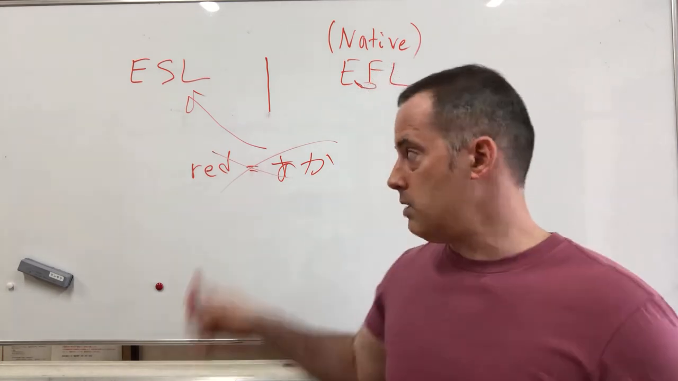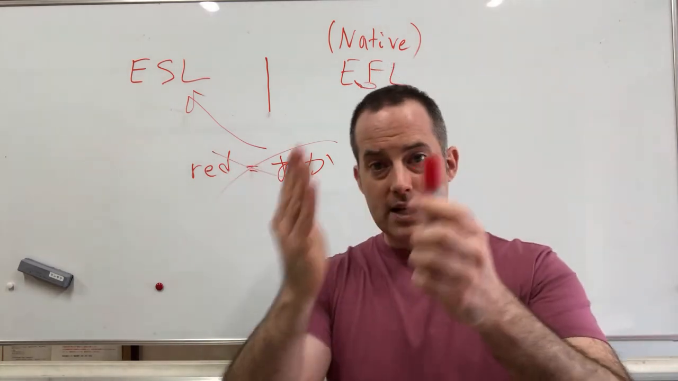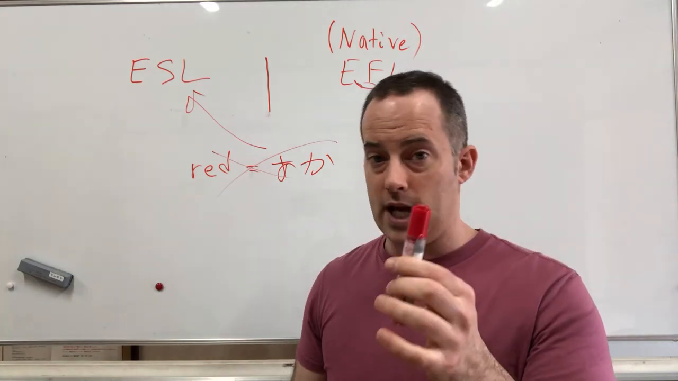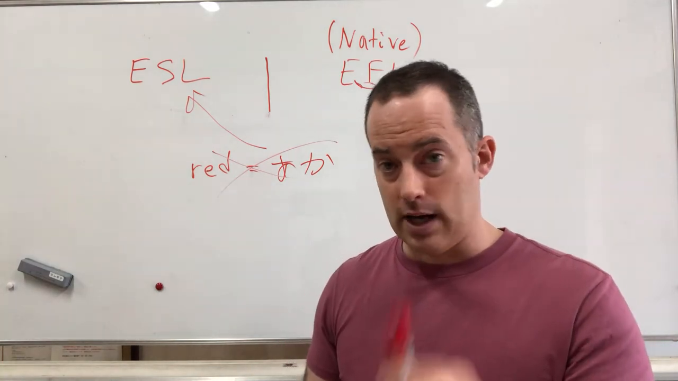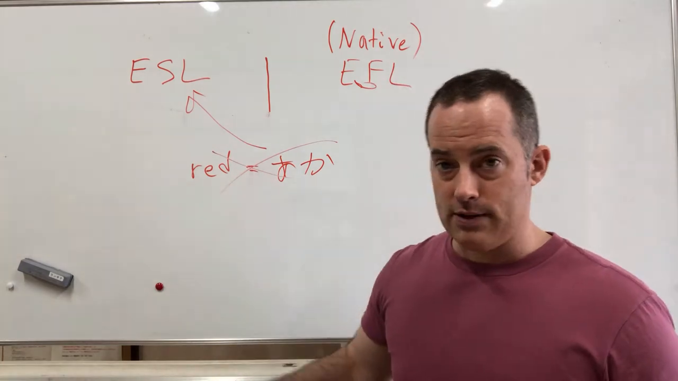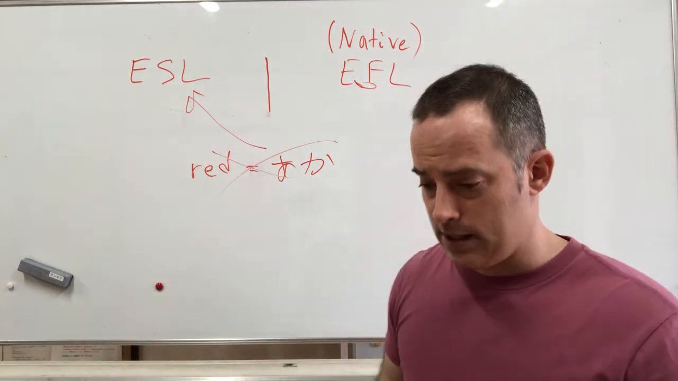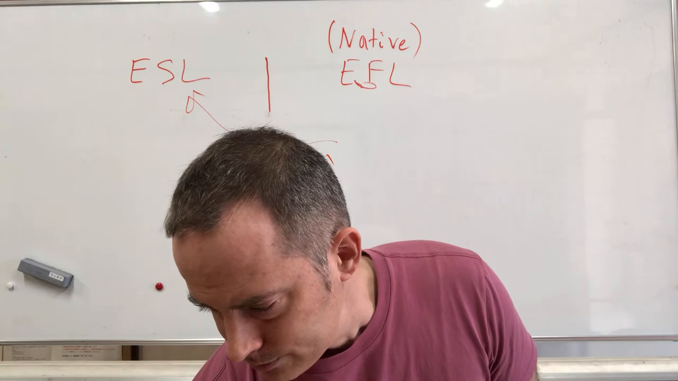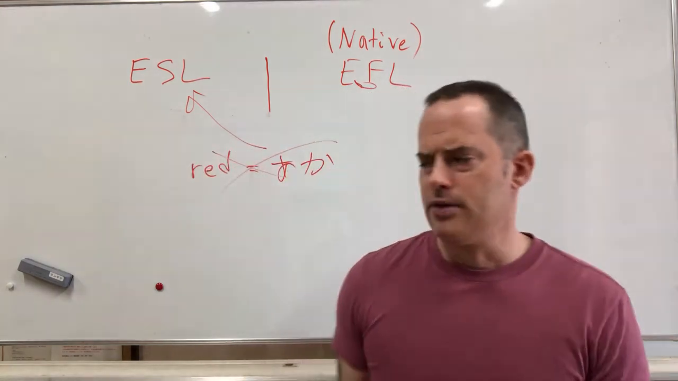So I've just given you some examples. If I hold up 10 different things that are red, you will understand what red is very quickly. All right, and I've done that without just giving you the answer. All right, hopefully this makes sense. All right, moving on.